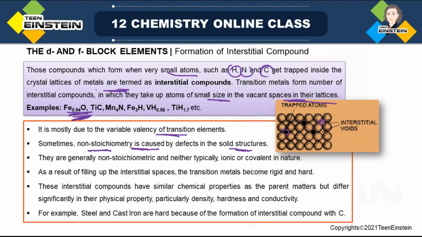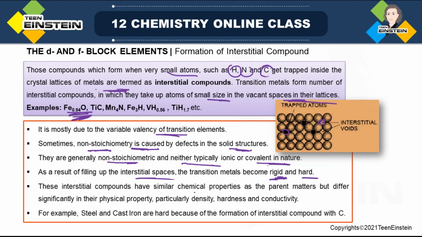They are typically neither ionic nor covalent, and they are also non-stoichiometric. So you cannot say clearly whether it is completely ionic or covalent. That's not possible to predict. As a result of filling up this interstitial space, they now become rigid and hard compared to the situation when there is vacant space available.